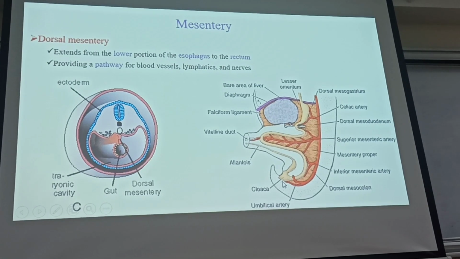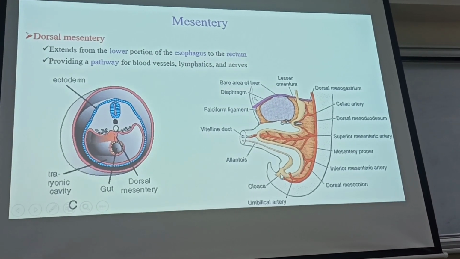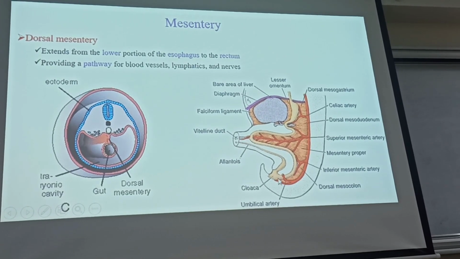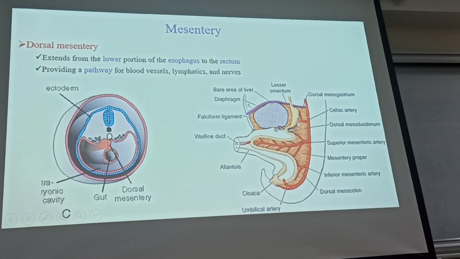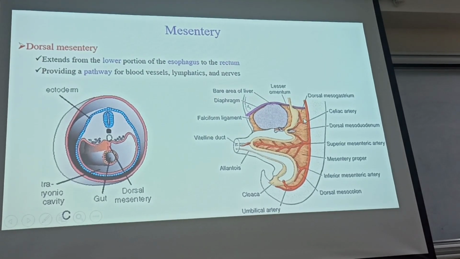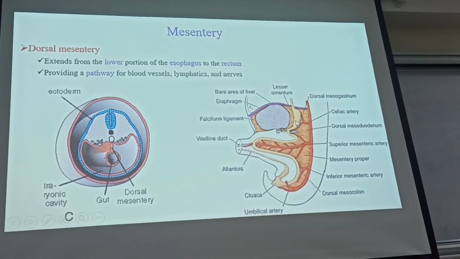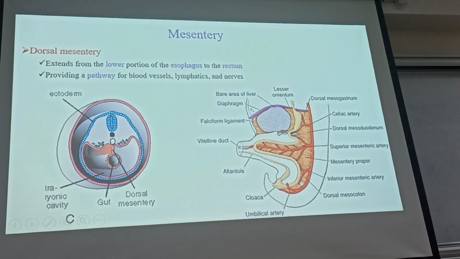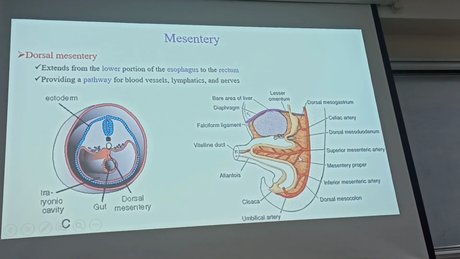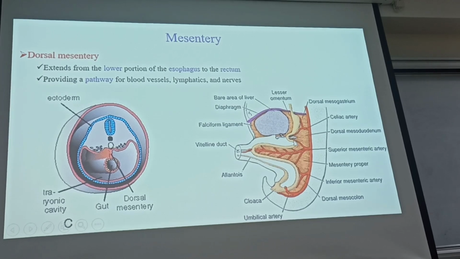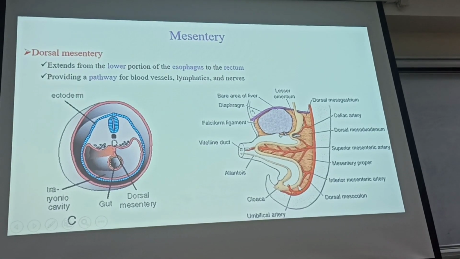In this picture, you can see a sagittal section of the embryo. You can see the digestive gut, or gut tube: foregut, midgut, and hindgut. Please look at this part. This part is called dorsal mesentery. As you see, dorsal mesentery is located between the posterior wall of the abdomen and the gut tube. Dorsal mesentery extends from the lower part of the esophagus to the rectum.